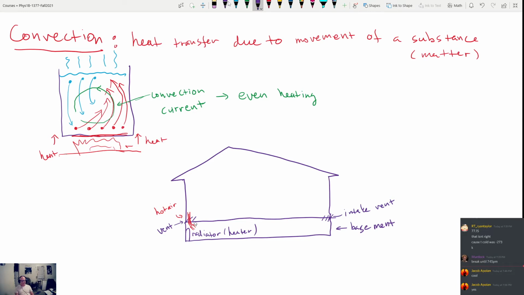And what's going to happen? Well, that hot air is what's it going to do? You all know what it's going to do, right? What's it going to do? The hot air is going to rise to the fan. The fan's going to cool it off. Then it's going to fall into the intake vent.